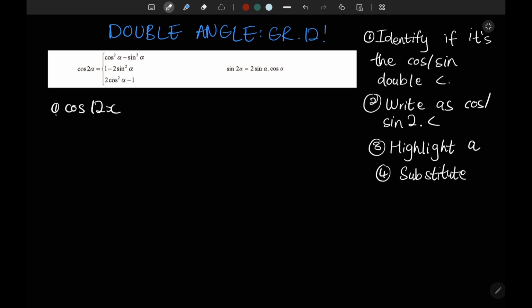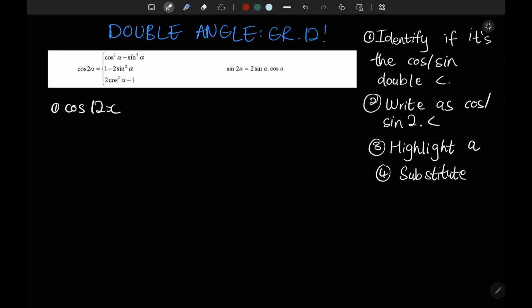Let's start with the first example, which is cos 12x. I wrote the steps for you guys on the left hand side. On the right hand side, step 1 is identify if it's the sine or cos double angle. We have cos 12x. This is the cos double angle, as it's similar to cos squared alpha. The second one is sine squared alpha, so it's not the right one as it starts with sine. We've identified that it's the cos double angle.